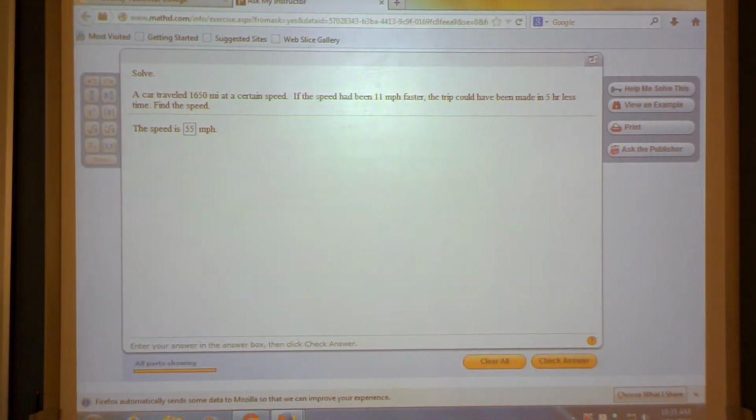All right, this question says a car traveled 1,650 miles at a certain speed. If the speed or rate had been 11 miles per hour faster, the trip could have been made in 5 hours less time. Find the speed.